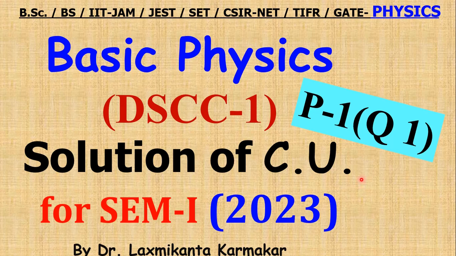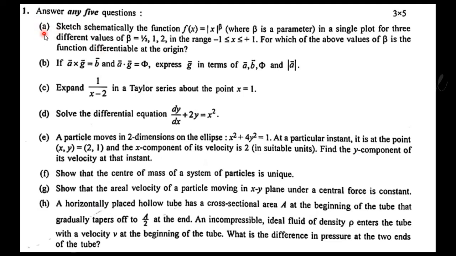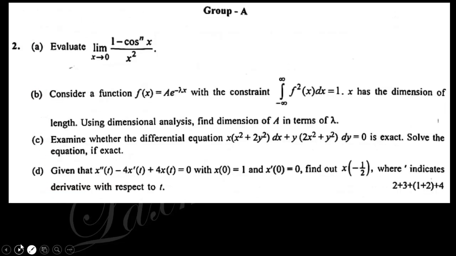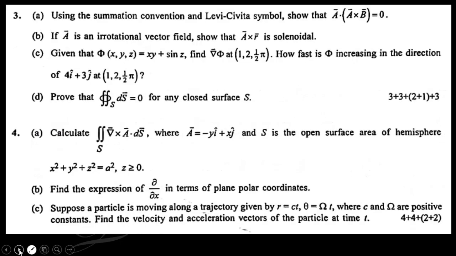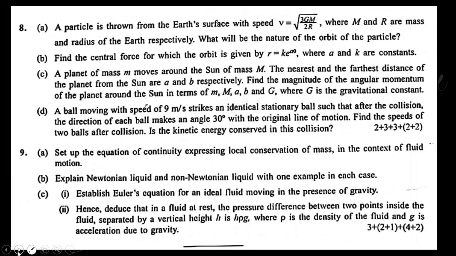Today we want to discuss the solution of this paper which was asked in semester 1 at the University of Calcutta. You first go through this question paper. You can see this is the question paper of 2023. This is question number 1, which has parts A, B, C, D, E, F, G, H. After that, question numbers 2, 3, 4, 5, 6, 7, 8, 9. These are all the questions asked in this paper.